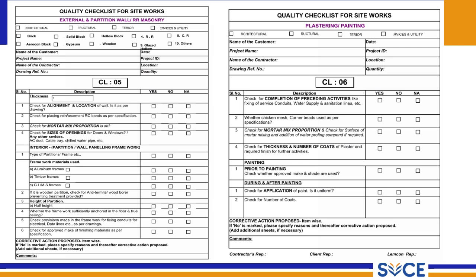During and after painting, check the application of paint. Is it uniform? You need to check that, very important. And check the number of coats. How many coats we have done. So if everything is fine, then we can proceed to the next type of work. Okay.